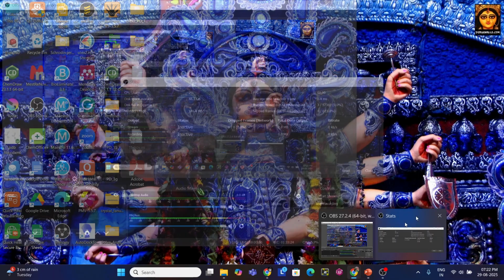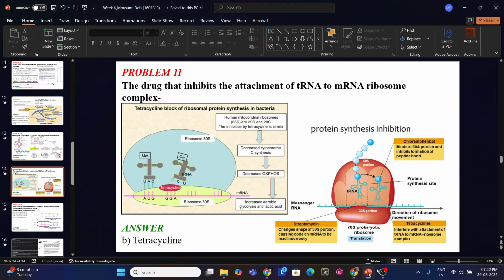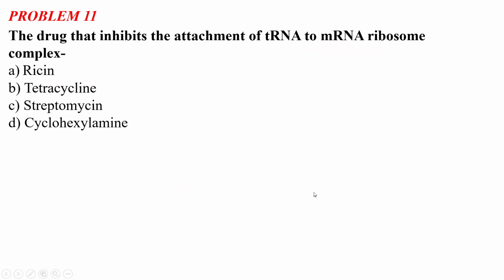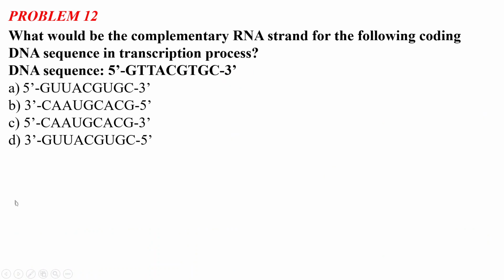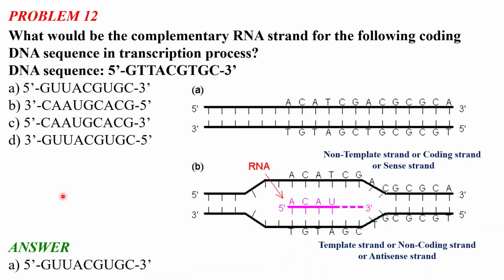Let me show you how to identify the correct sequence. The correct answer will be number A. In our DNA, we have two strands: one goes from 5 prime to 3 prime, and the other goes from 3 prime to 5 prime.